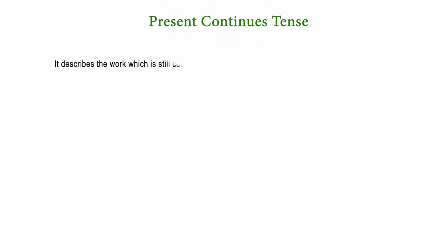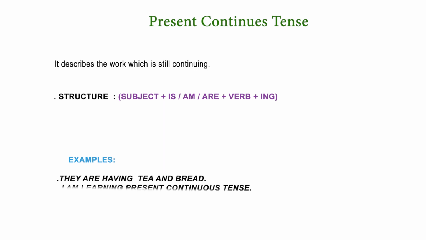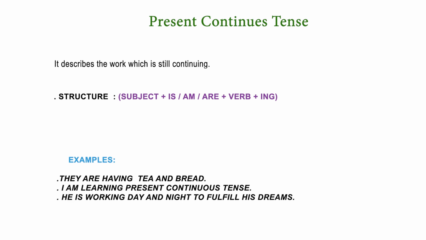Now next, present continuous. It describes the work which is still continuing. Structure: subject plus is, am, are plus verb plus ing. For example, they are having tea and bread. I am learning present continuous tense. He is working day and night to fulfill his dreams.